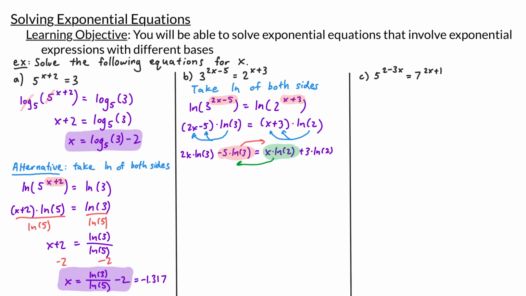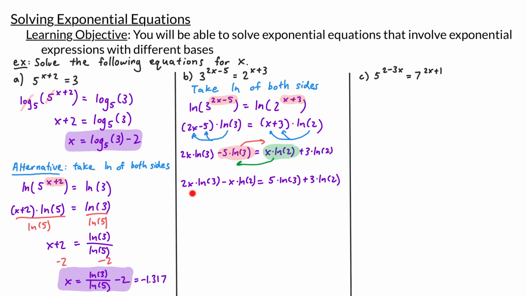So we'll end up with 2x times ln of 3. And if we want to move this green term to the left, we need to subtract x times ln of 2 from both sides. So we'll have a negative x times ln of 2 on the left-hand side. And then on the right-hand side, if we want to move this red term over, we need to add 5 times ln of 3 to both sides. So we'll have a positive 5 times ln of 3 plus 3 times ln of 2.